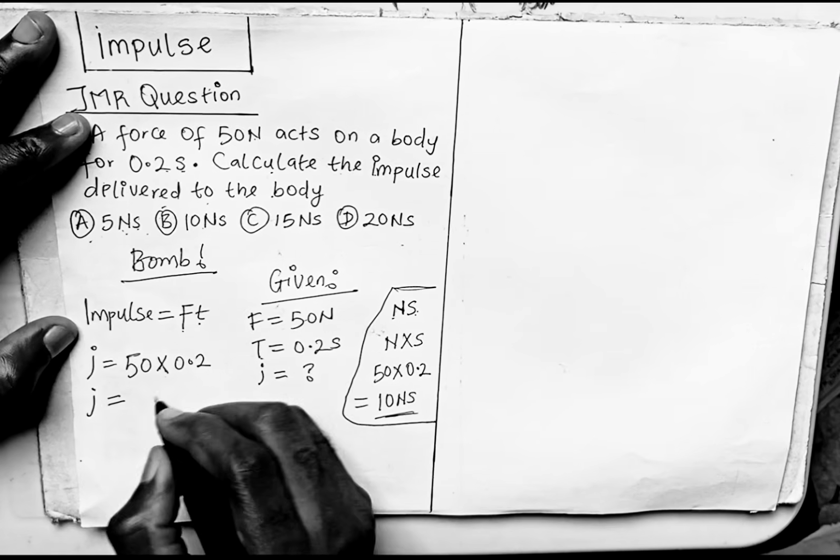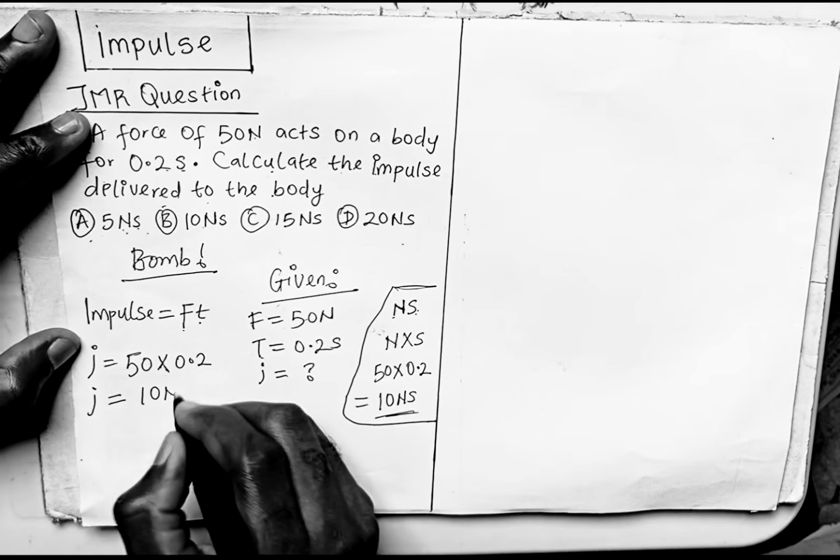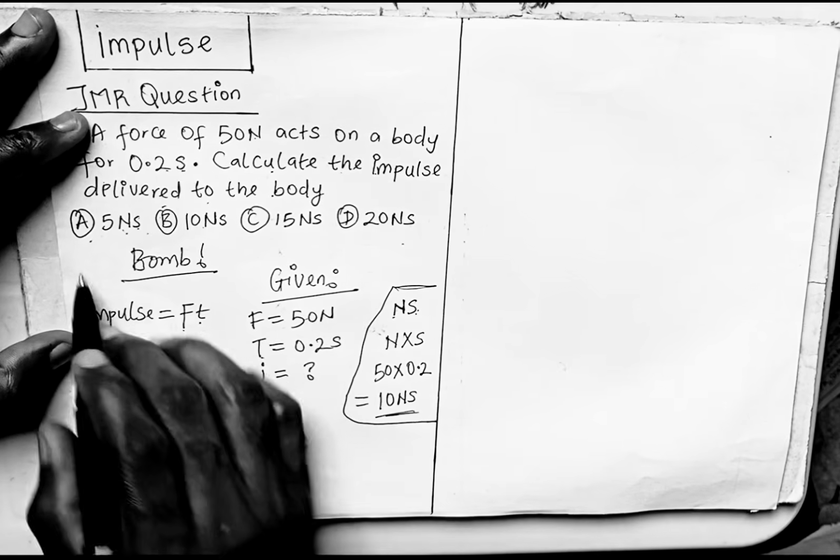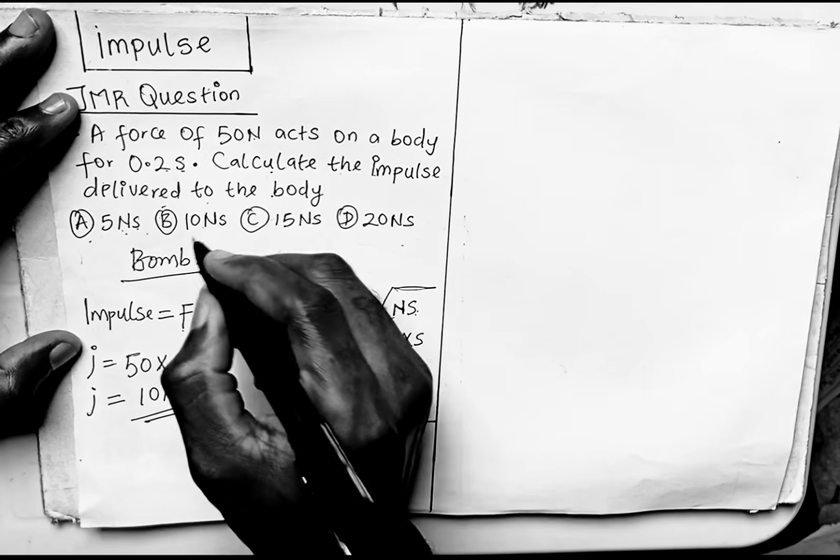When we solve, what's that going to give us? 50 times 0.2, the same thing, equal to what? 10 Newton seconds. So this is the final answer. Which among the options is correct? Option B is correct.